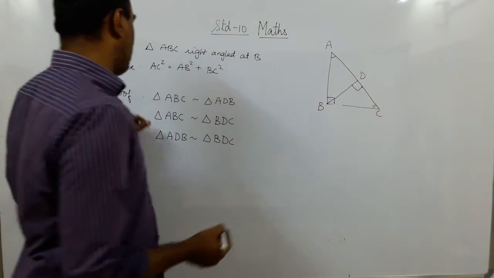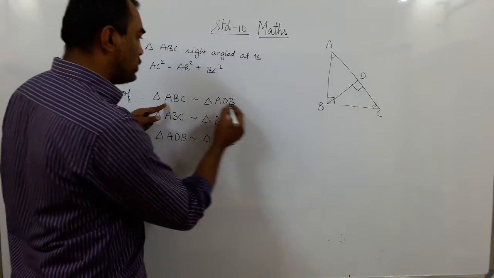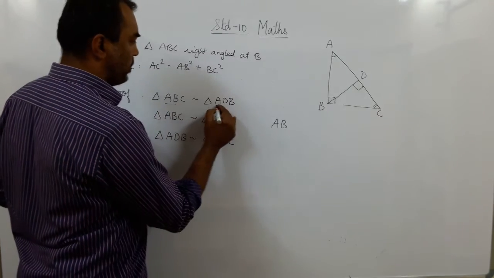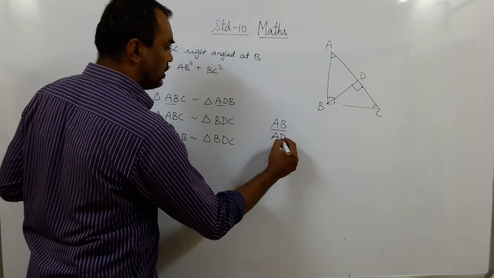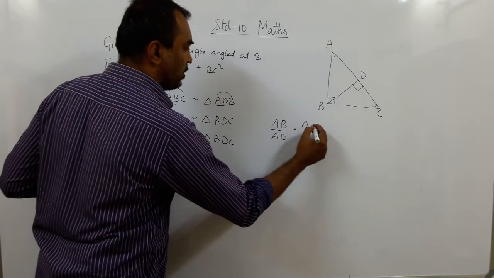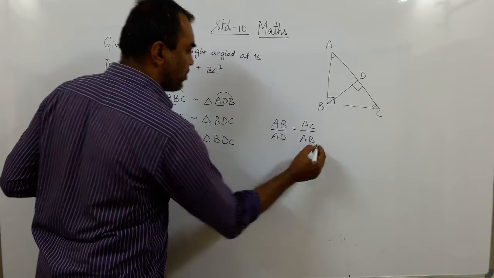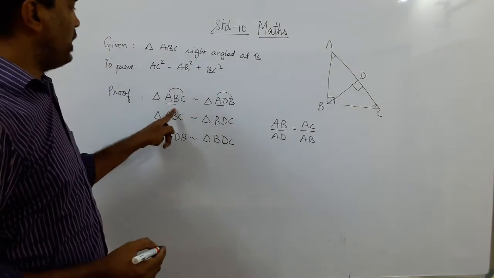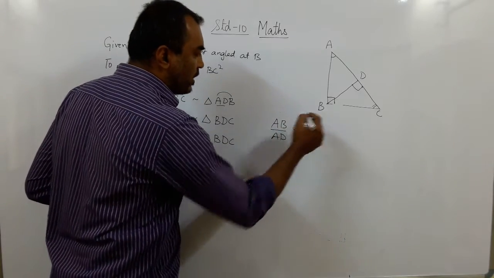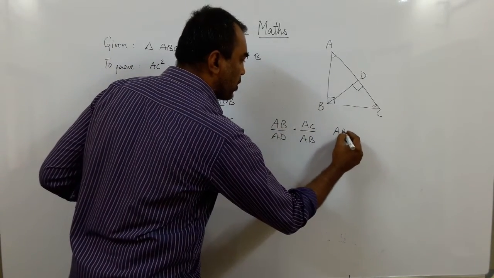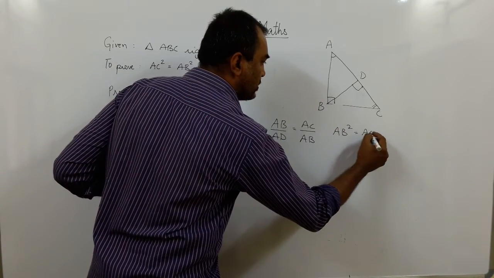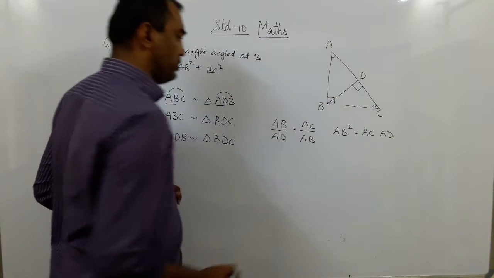Okay. Now what have we got from this first triangle? This was similar. So we have AB upon AD equal to AC upon AB. From this triangle, we have got AB upon AD equal to AC upon AB. Cross multiply them both. What do you get? AB square. AB into AB is AB square, is AC into AD.